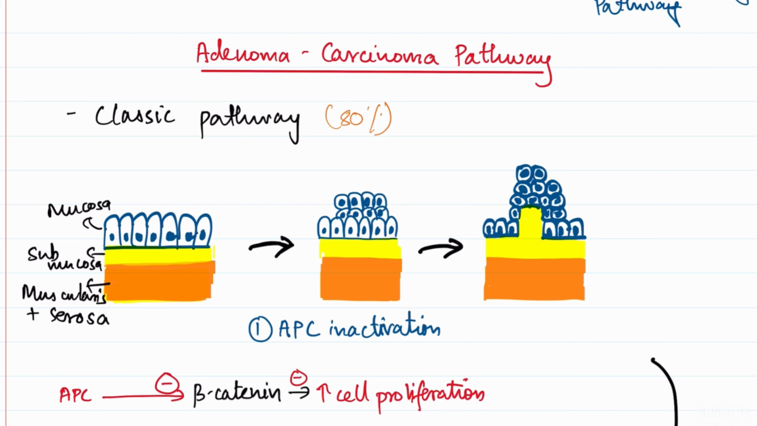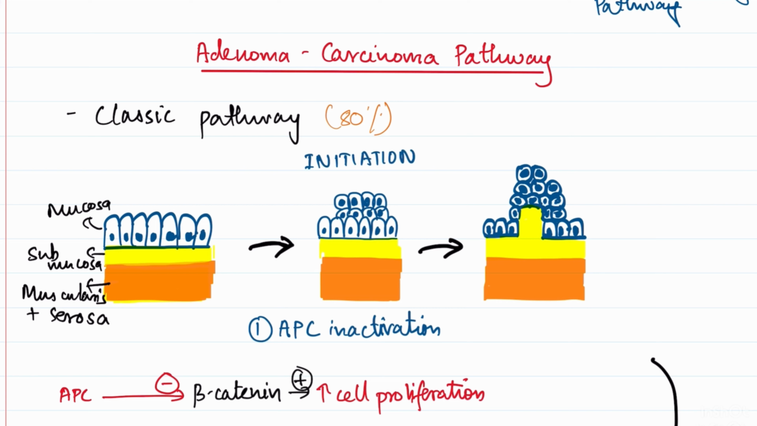But here the APC gene undergoes mutations and APC is inhibited. As a result, beta-catenin will have uncontrolled activity. Because of the uncontrolled activity of beta-catenin, there will be increased cell proliferation. So that is the first mutation which occurs in the adenoma carcinoma sequence, and we can call this the initiation step.